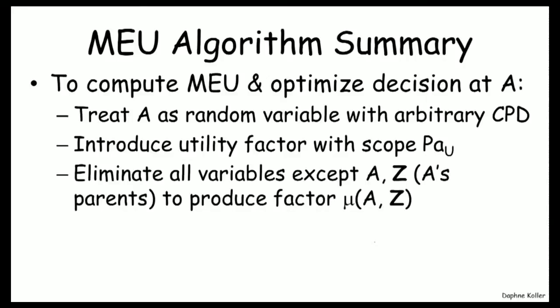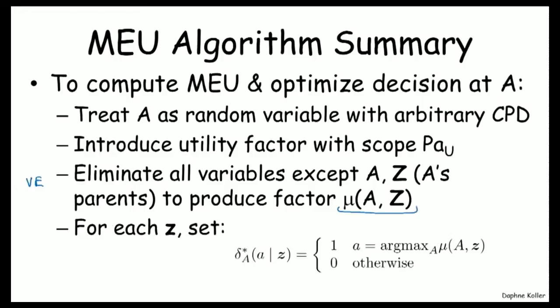We now do effectively a variable elimination algorithm. So this is plain, good old variable elimination to eliminate all variables except A and A's parents, which produces a factor mu sub A Z. And then for each parent assignment Z to the variable A, we choose the action that maximizes over A within that factor.